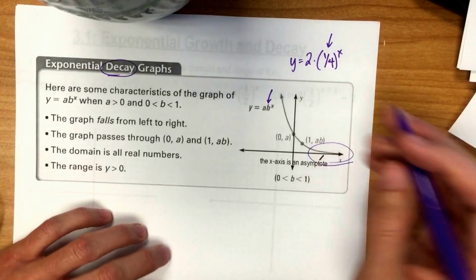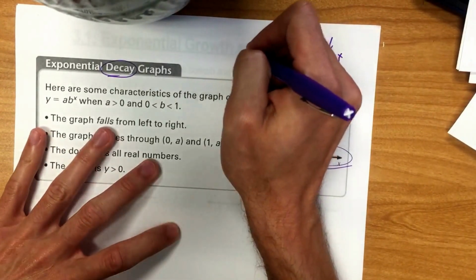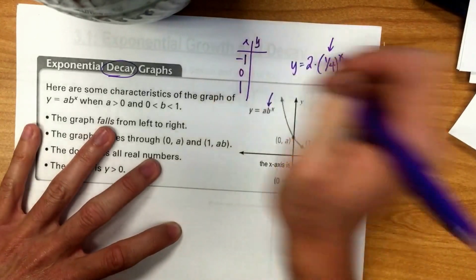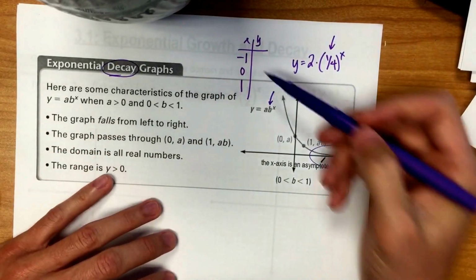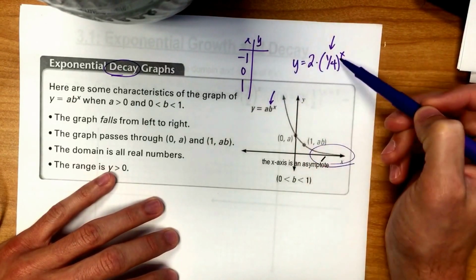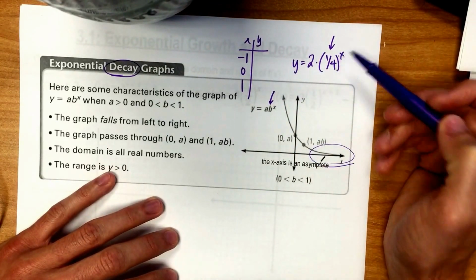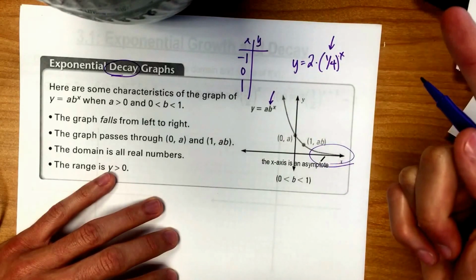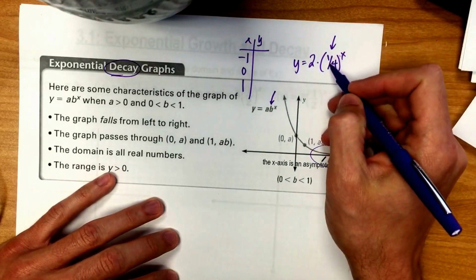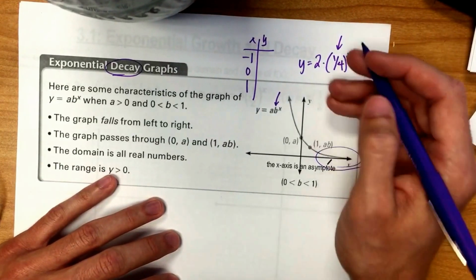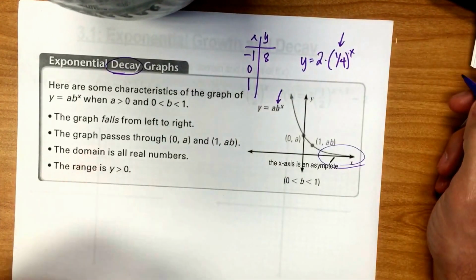To graph these, we're going to follow the same 3 table of values. So we're still going to graph -1, 0, and 1. So plugging in -1 into this specific case, 1/4 to that power is not -1/4. It would flip the fraction upside down. So 1/4 to the -1 is actually a value of 4. Multiplied by 2, you get 8.